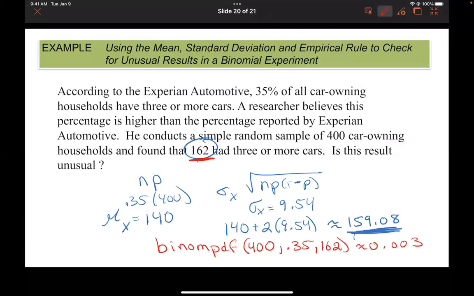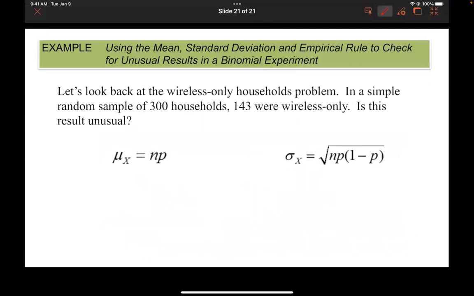Okay, let's do one more example. I want you to try this one. Okay, let's look back at the wireless only households. Remember, this was 41% was my success rate. In a simple random sample of 300 households, 143 were wireless only. Is this result unusual? Use whatever method you choose. I'm going to let you go and then I will quietly work behind you.